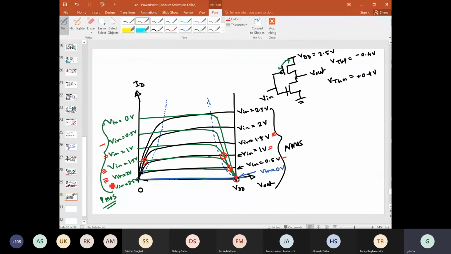Now next, V in equal to 2. V in equal to 2 for NMOS is here, and for PMOS V in equal to 2 is here. So they intersect here. You see the output voltage has further reduced. Now this last case, V in 2.5. For NMOS this is this plot, and for PMOS V in 2.5 is this plot. So basically they will intersect here.